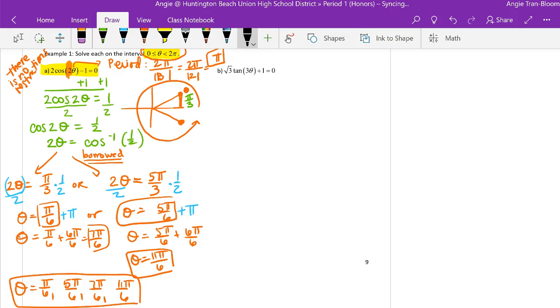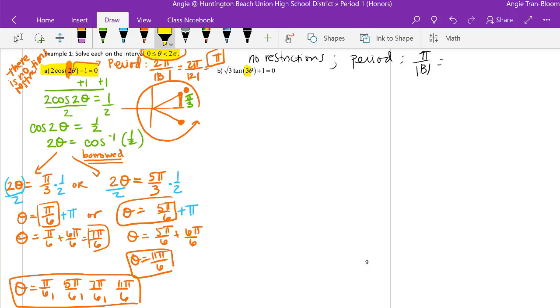All right, let's do tangent. Tangent, we're starting out with the normal tangent. That means no restrictions, even though later we might borrow an inverse to solve, but we always have to look back at our original. The next thing I'm going to do is find the period for tangent. Period for tangent is always pi divided by absolute value of b. b is this 3 right here. So pi divided by absolute value of 3 is really pi over 3. I'm going to keep that on the side. And here I'm just going to solve for this normally.